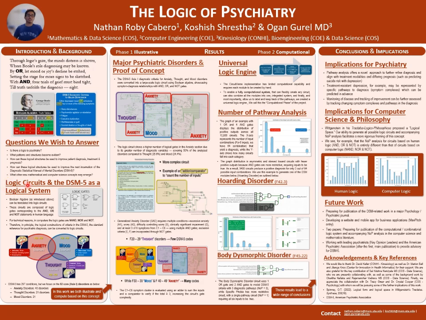With the logic circuits, we plan on using the logic gates of AND and OR, which are human language, as opposed to computer language, NAND and NOR. We plan on covering the three main types of disorders in the DSM-5: anxiety, mood, and thought.